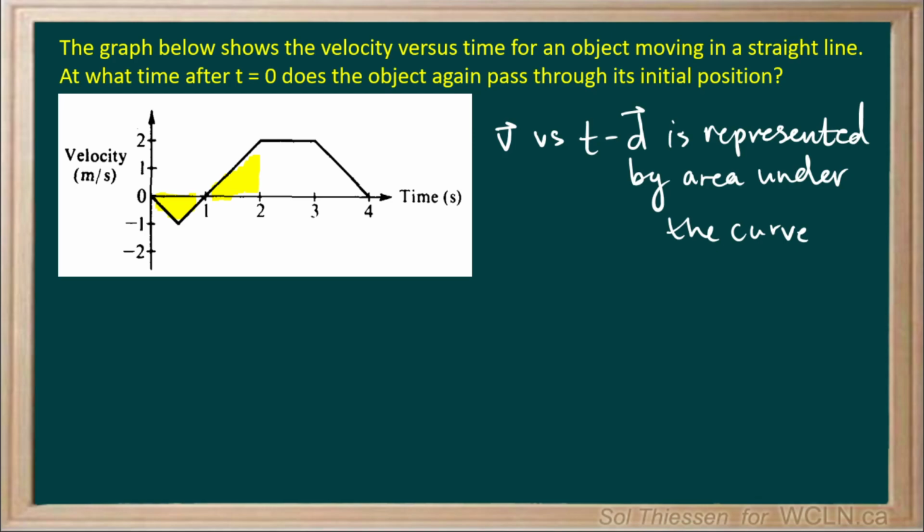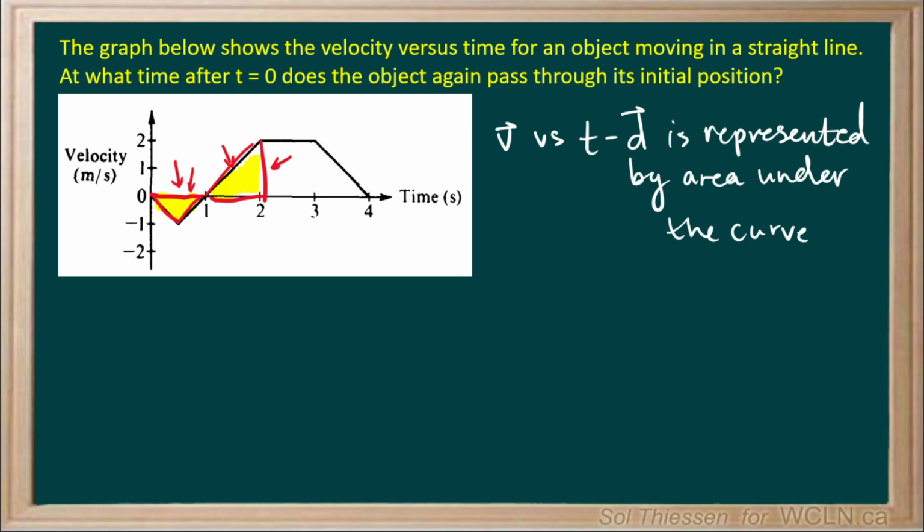So let's look at these two areas that I've highlighted in yellow. So we see during the first second that the object accrues a negative displacement, and that this area is actually smaller than this area here.